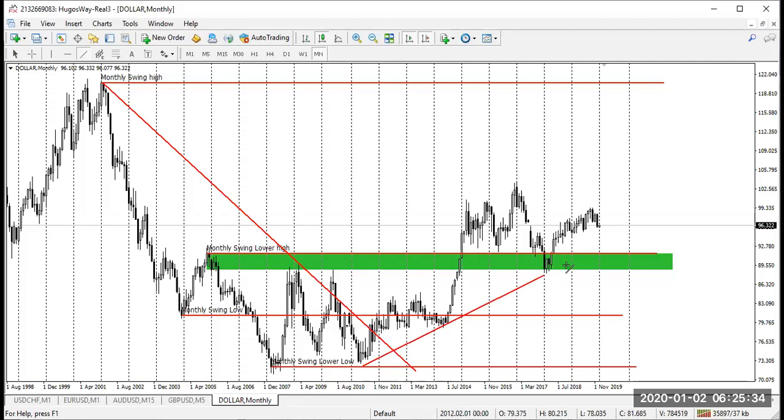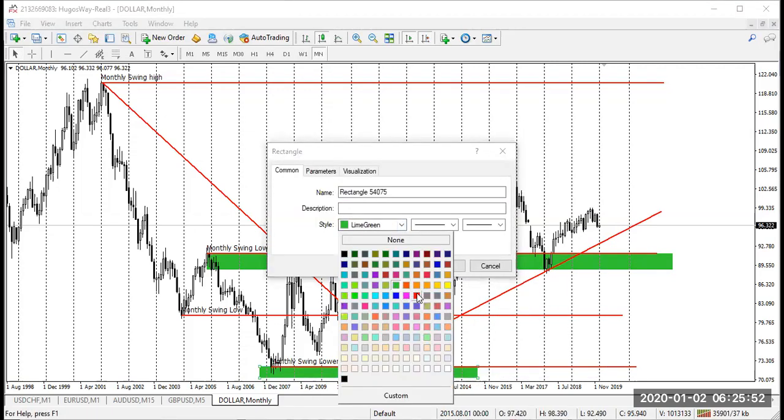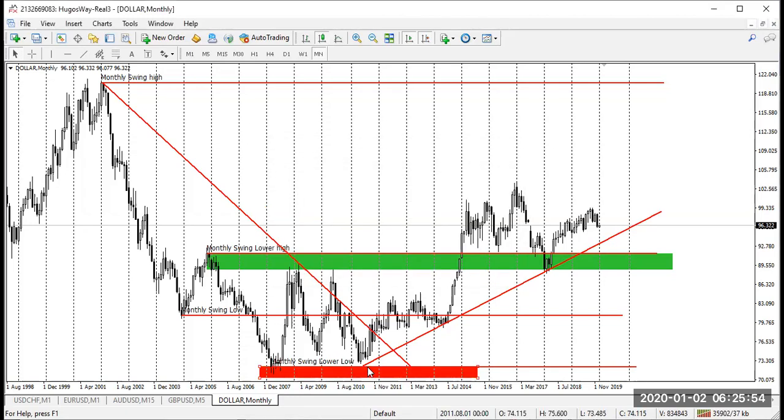Okay, so now let's use this low. We're going to start from this low because the trend has changed. Okay, the trend on the dollar has changed here in 2010, and we began to come up.